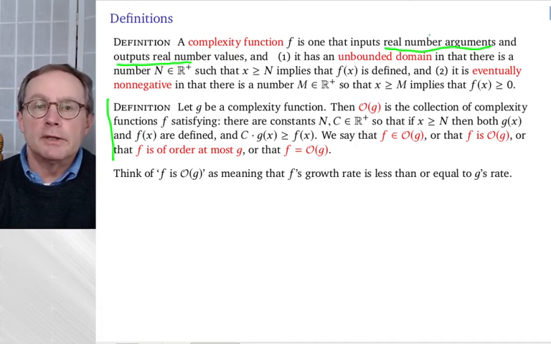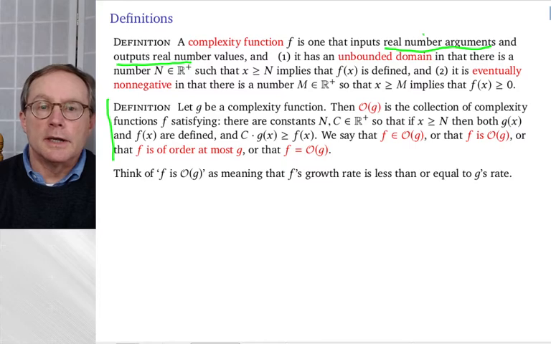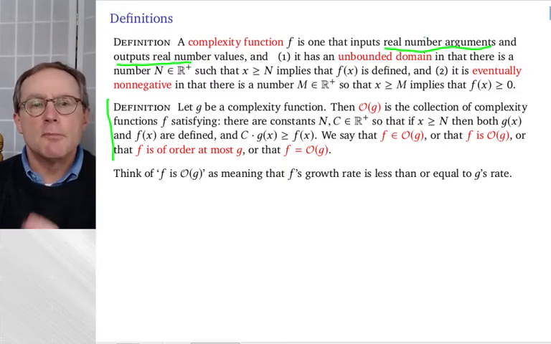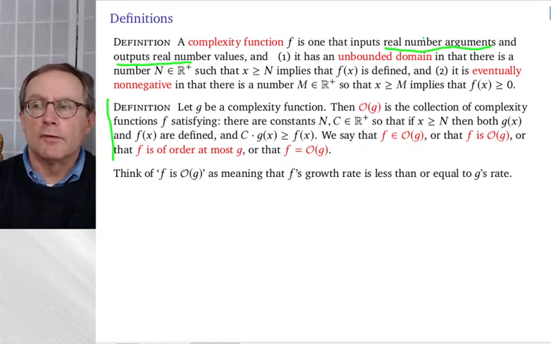Eventually non-negative means it may do some fooling around at 0 or at 1 or at 2. But by some point on, by some capital N on, it's defined. So if you're looking at something like 1 over x minus 2, around 2 there's a problem, but from some point on, it's defined and you're good. And furthermore, from some point on, capital M, it's positive. So we're not going to worry about writing absolute value bars. We're just going to assume that the function is positive.